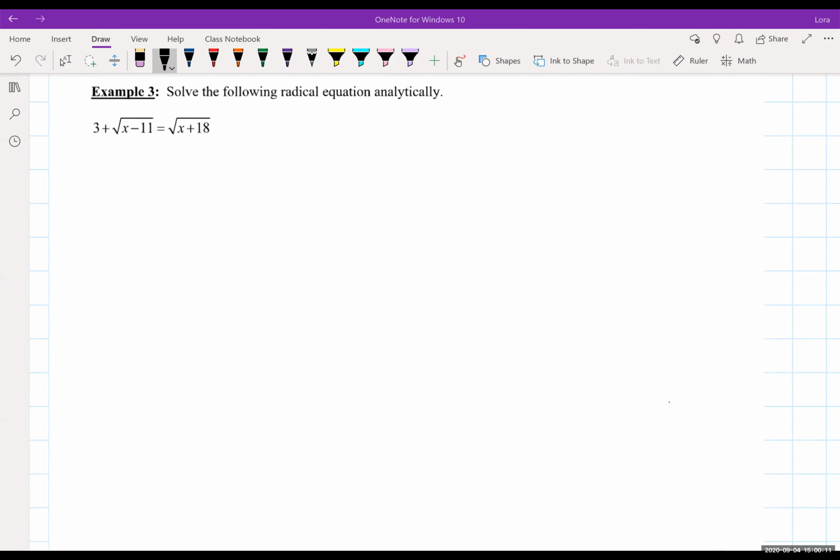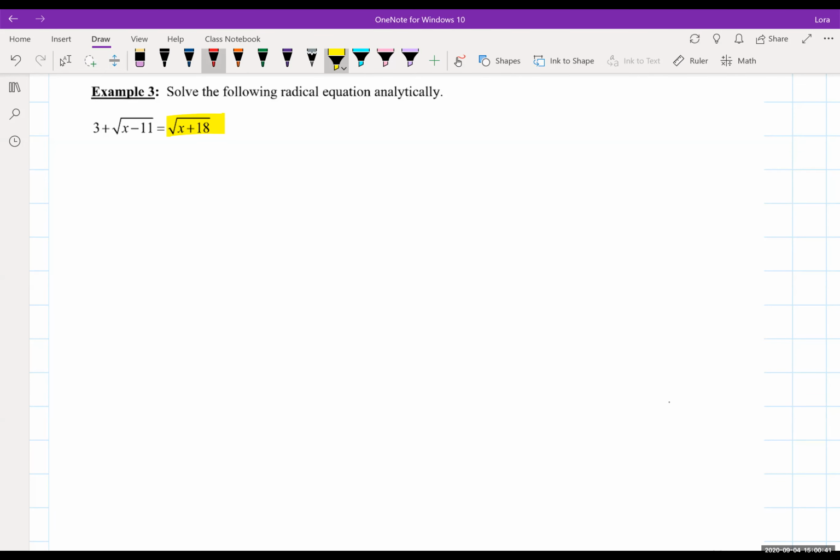One more problem to practice analytically. You'll notice that this is a radical equation that has two radicals included. So the way we approach this is pretty much the same as what we're starting with. You always want to make sure that you have at least one of the radicals isolated first.